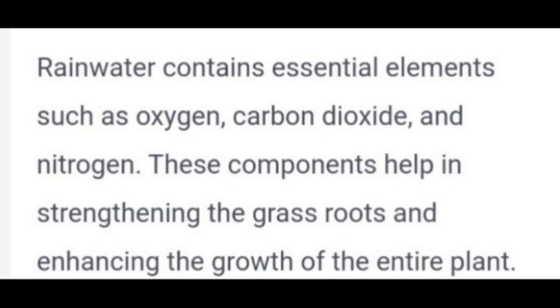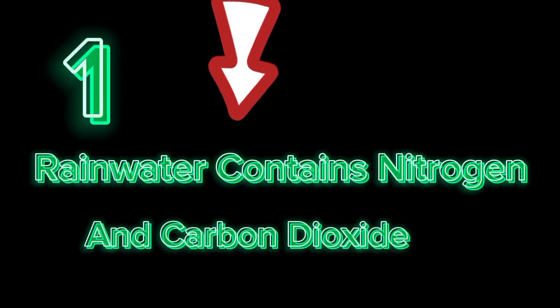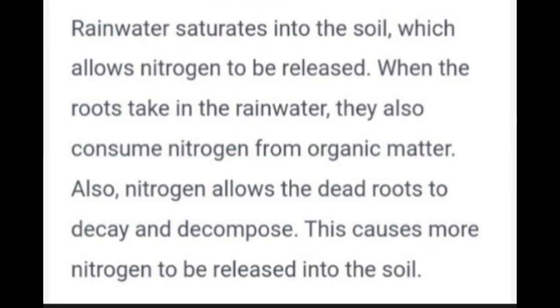Also, rainwater contains essential elements such as oxygen, carbon dioxide, and nitrogen. These components help in strengthening the grass roots and enhancing the growth of the entire plant. Here are 5 ways rain makes grass grow faster. Number 1. Rainwater contains nitrogen and carbon dioxide.